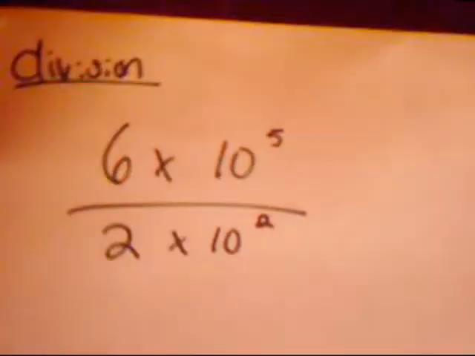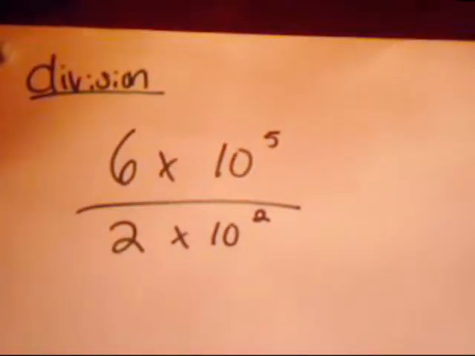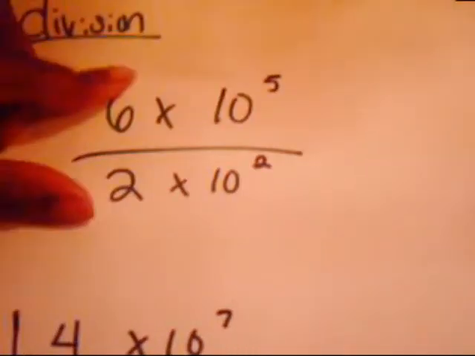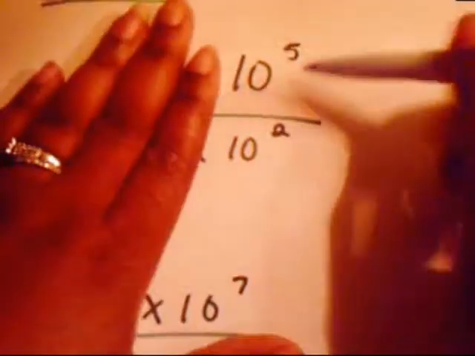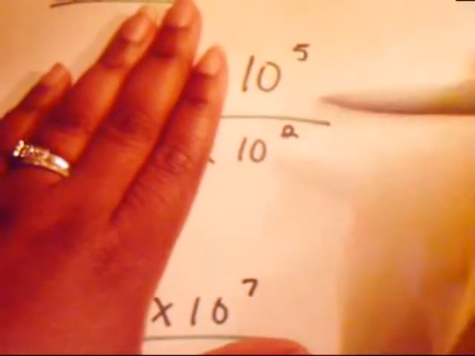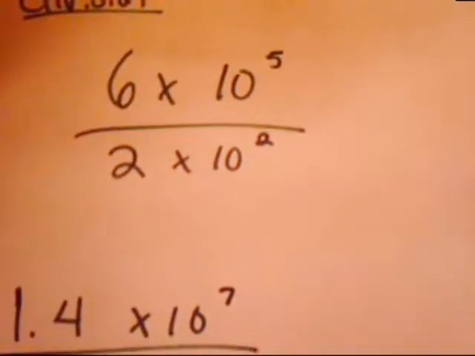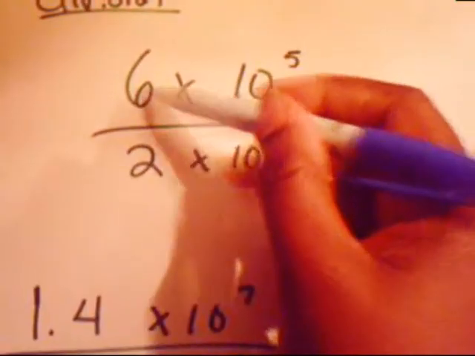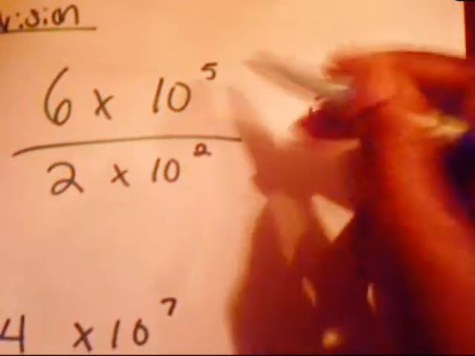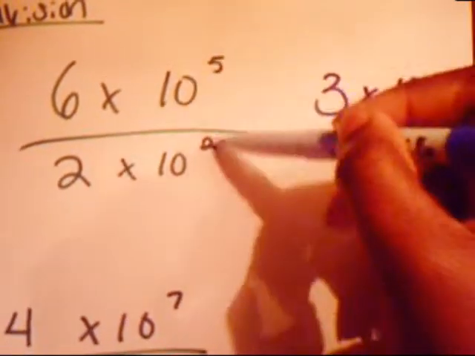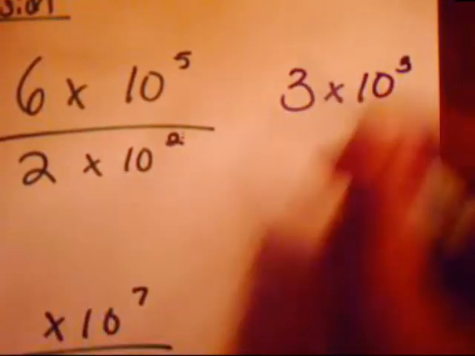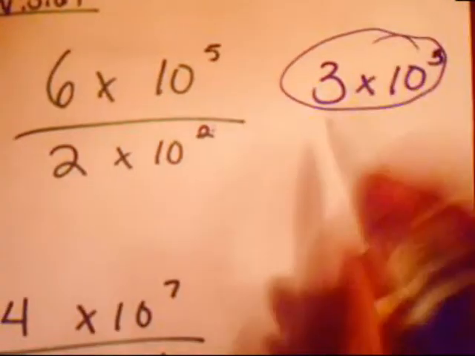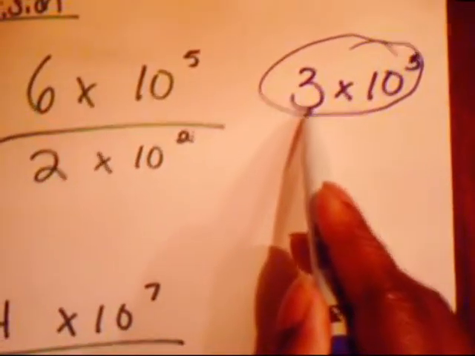Division. When you're dividing two scientific notation problems together, you just divide the bases. And if you remember power of a quotient, what do you do to these exponents? You subtract them. So when we divide, 6 divided by 2 is 3. And we're going to take these two powers and subtract them. 5 minus 2 is 3. 3 times 10 to the 3rd power. That's scientific notation. It's greater than 1 but less than 10.